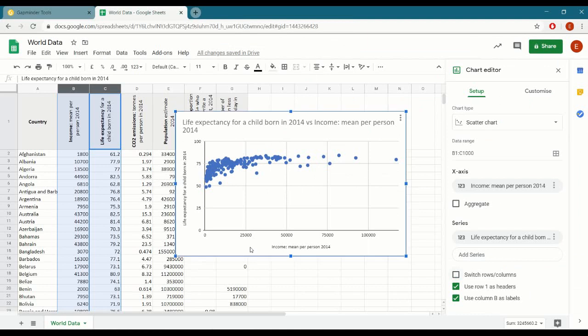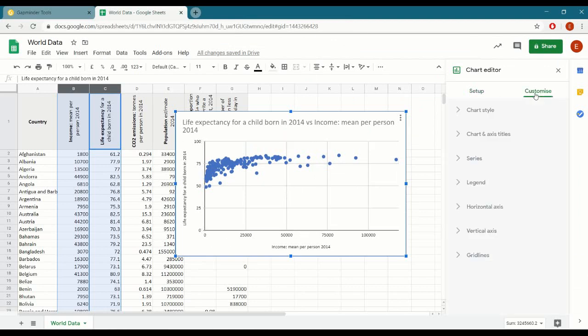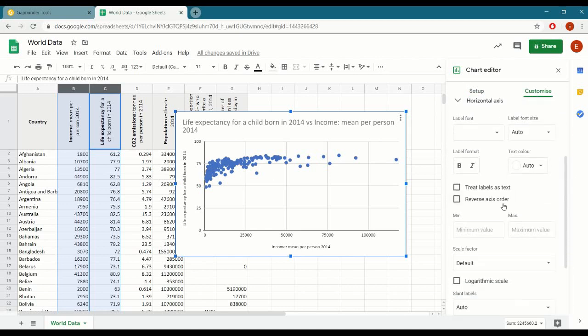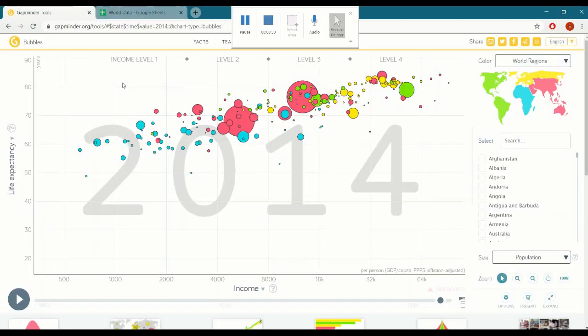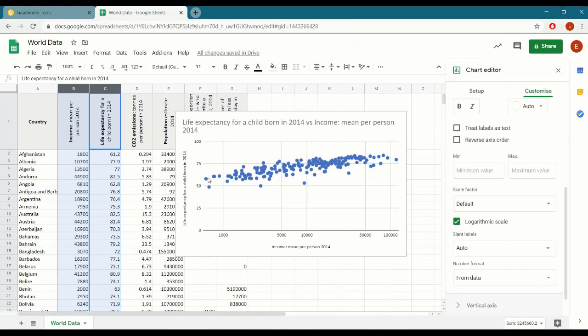Back in Google Sheets here, we can change it to a logarithmic scale by going over here to Customize, choosing horizontal axis, scrolling down and clicking logarithmic scale. There we go, and we can see that it's multiplying by a certain amount each time, but the vertical bars are slightly different, and we can see that strong correlation again.